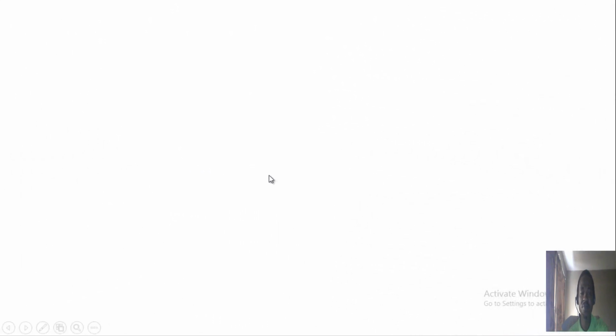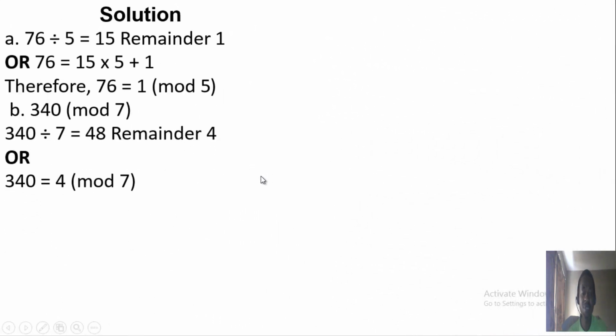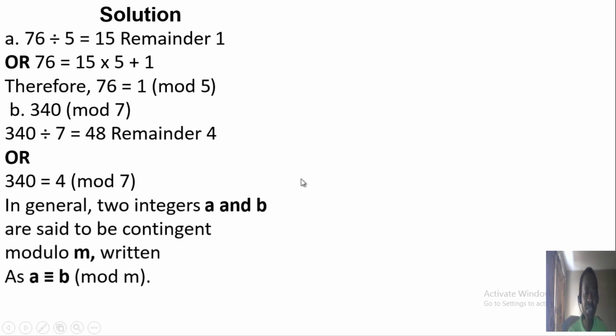Okay, basically we've done this. I've told you about this before. 76 divided by 5 will give 15 remainder 1. It will return the remainder. Therefore, 76 is equal to what? 1 mod 5. Then this will return what? 4. Where is the remainder? 4 mod 7.